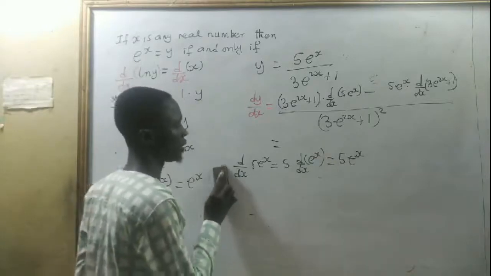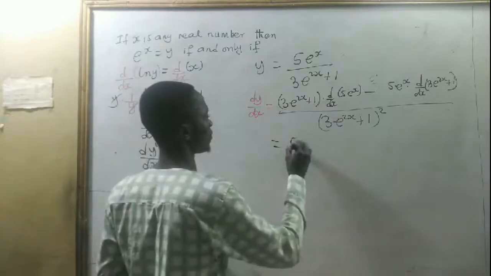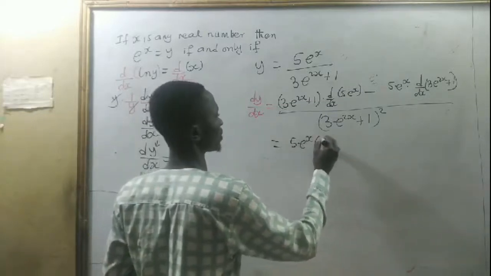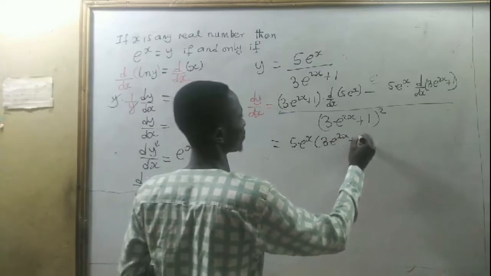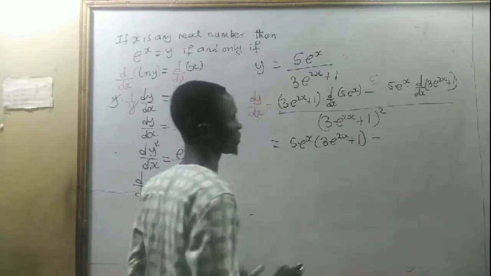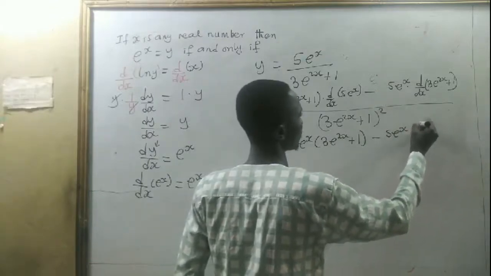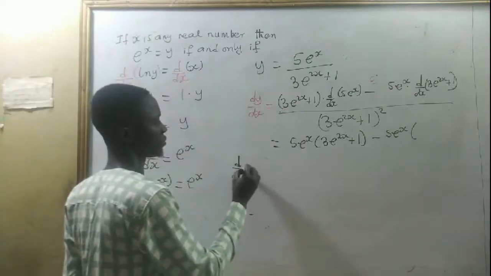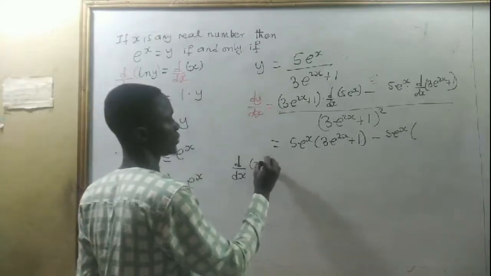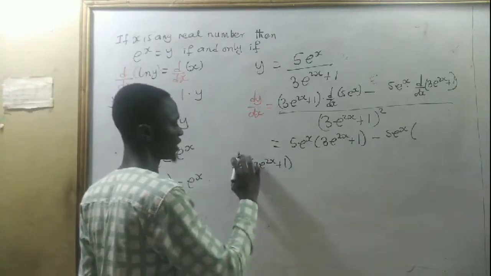So we are going to have this one as 5e^x times (3e^(2x) + 1) minus 5e^x times here the derivative of 3e^(2x) + 1 with respect to x. So you differentiate it term by term.